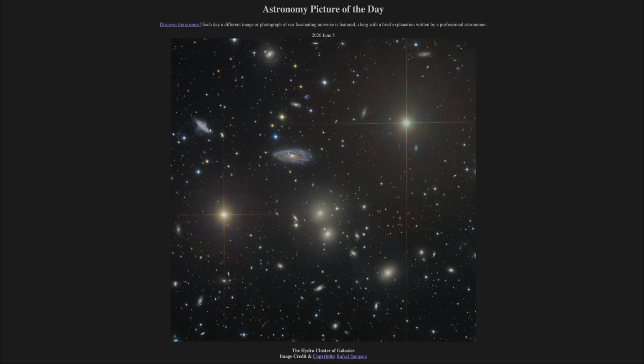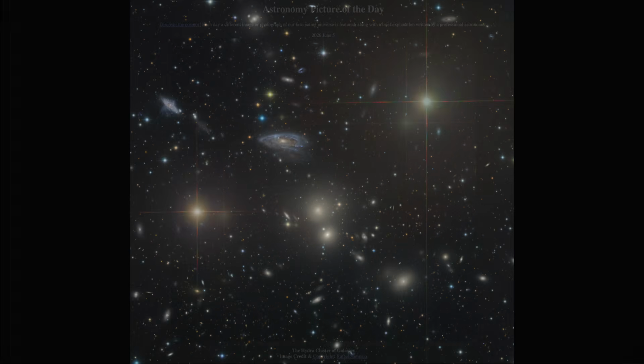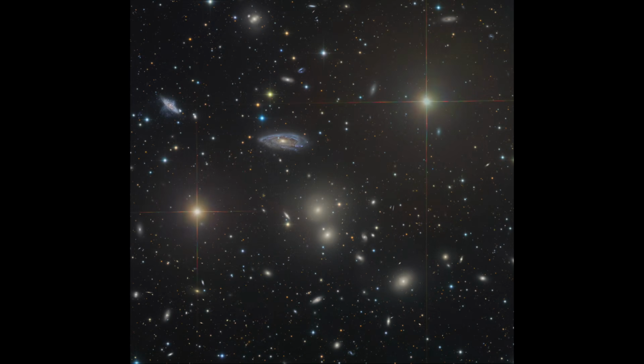Today's picture is titled The Hydra Cluster of Galaxies. So what do we see here? Well, here we see a whole bunch of galaxies, and this is looking in the direction of the constellation of Hydra, and that's how the galaxy cluster gets its name.